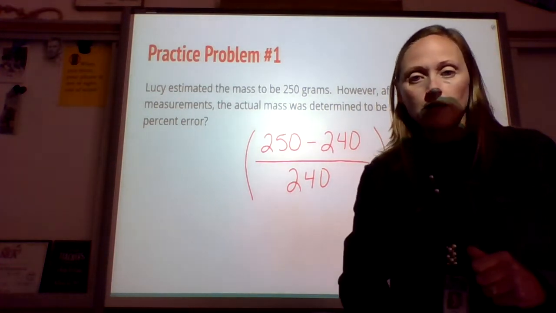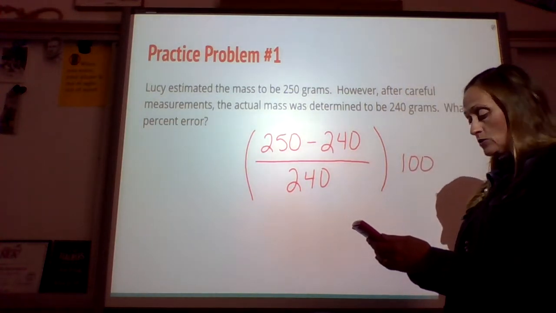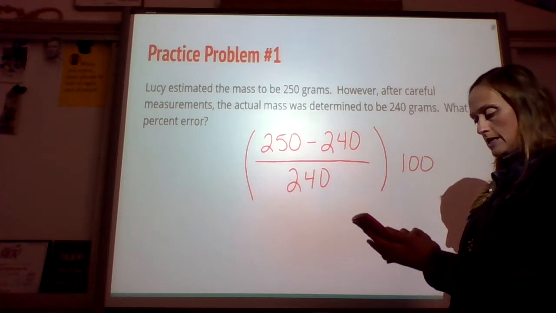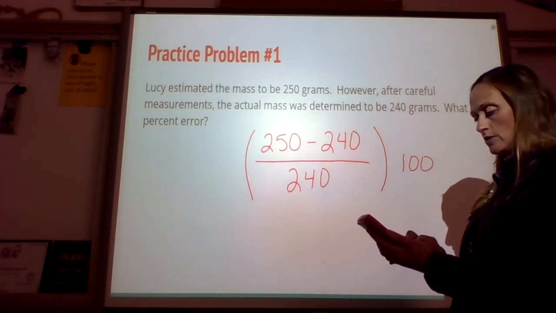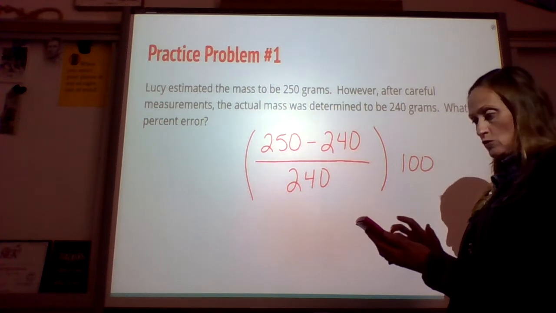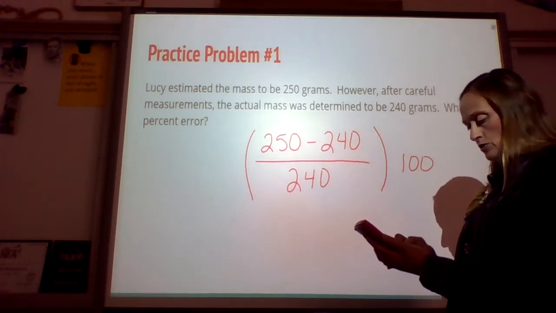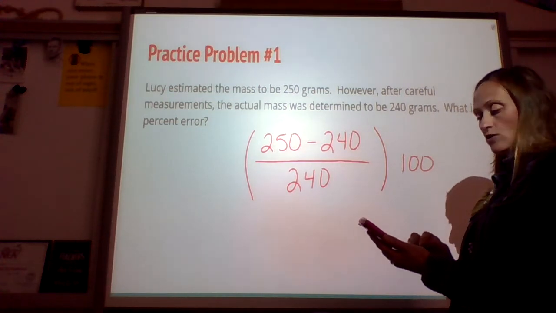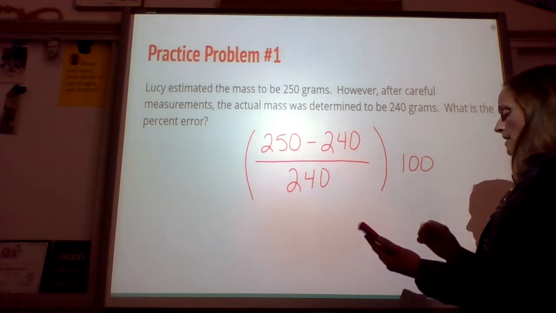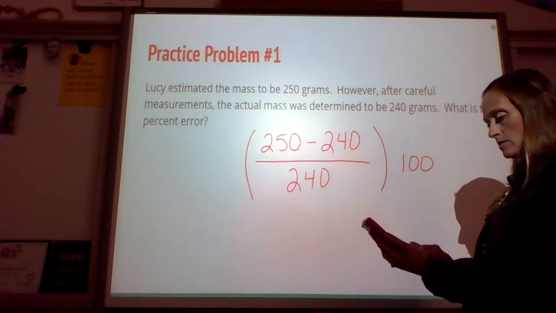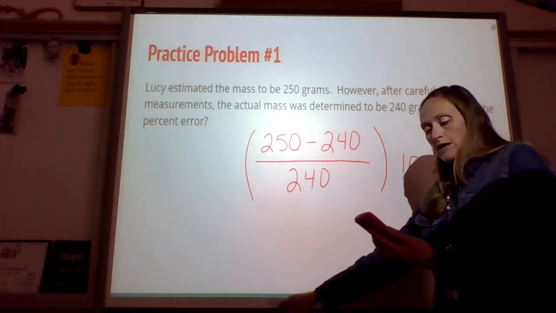So get your calculators out. Make sure it's not set in scientific notation. So you're going to enter 250 minus 240. Enter. So you should have 10. Divided by 240. Enter. Now you're going to have 0.041666667 times 100. And your answer is now in percent form. I didn't press percent or anything like that.